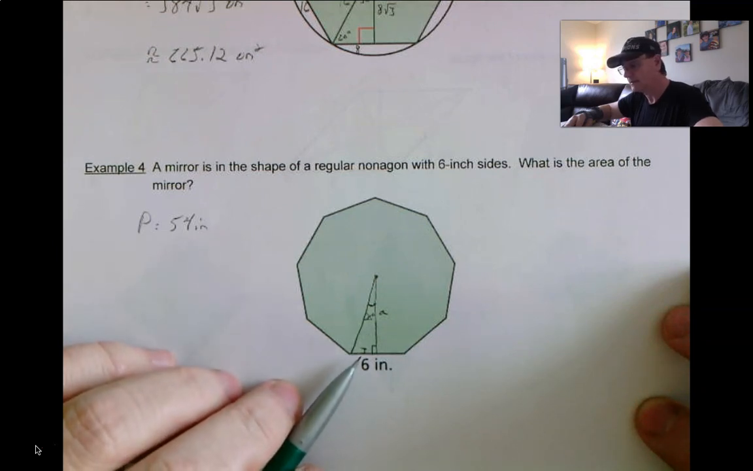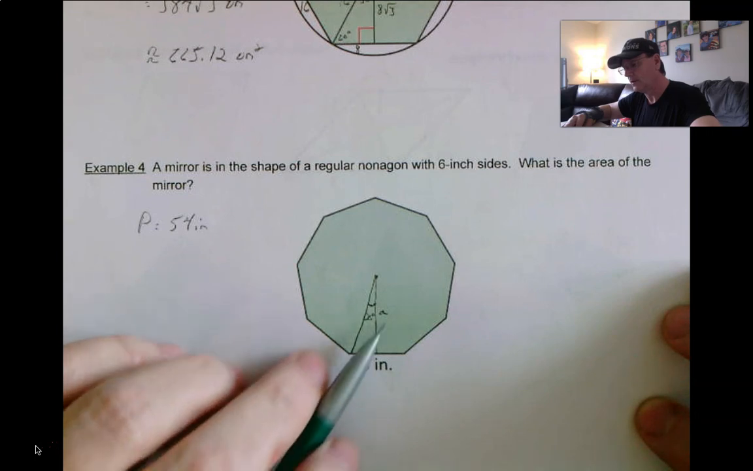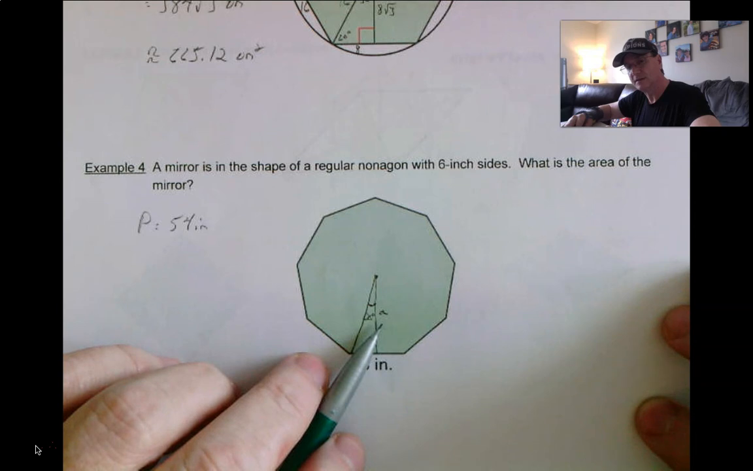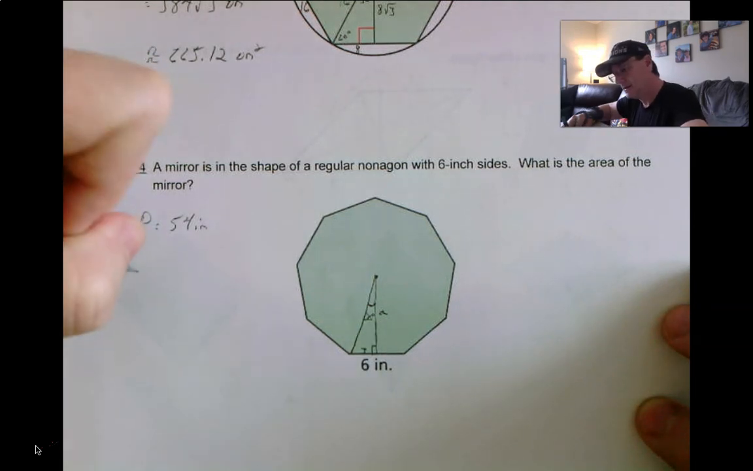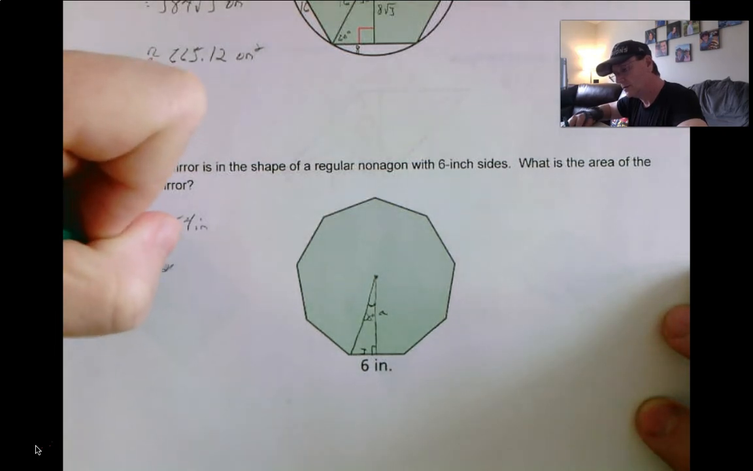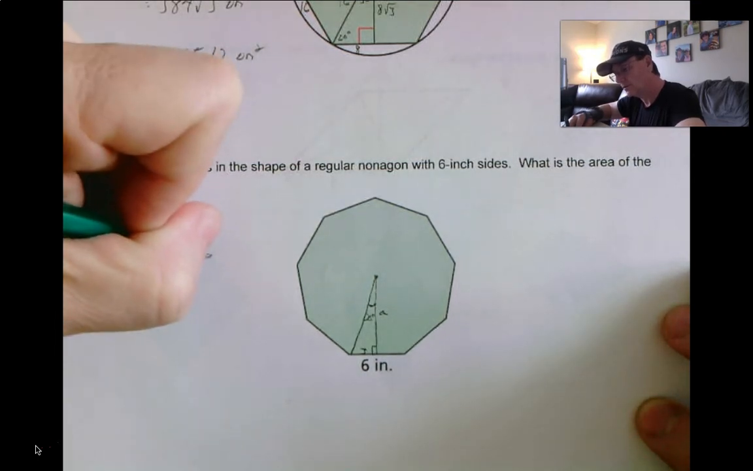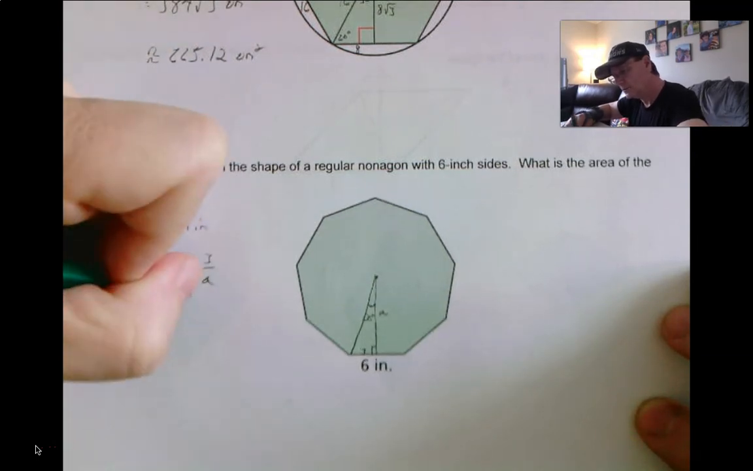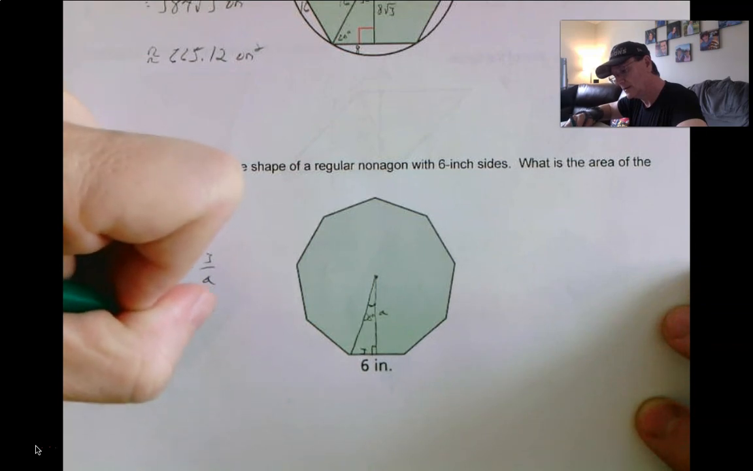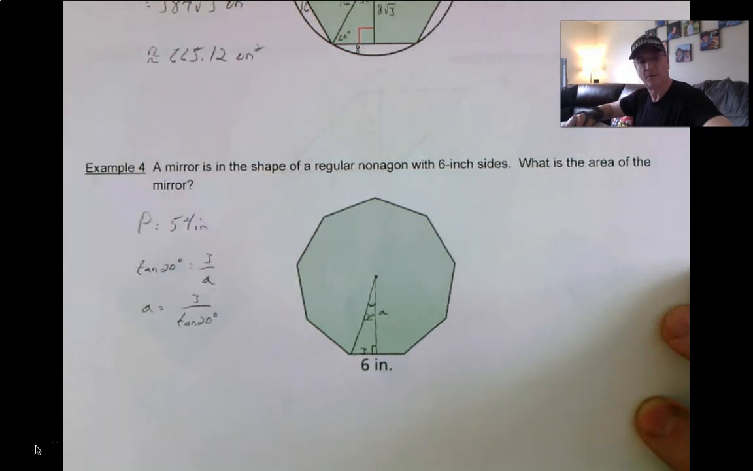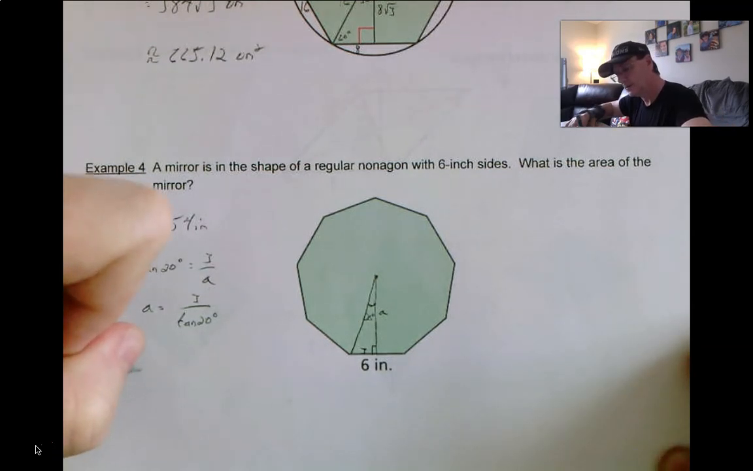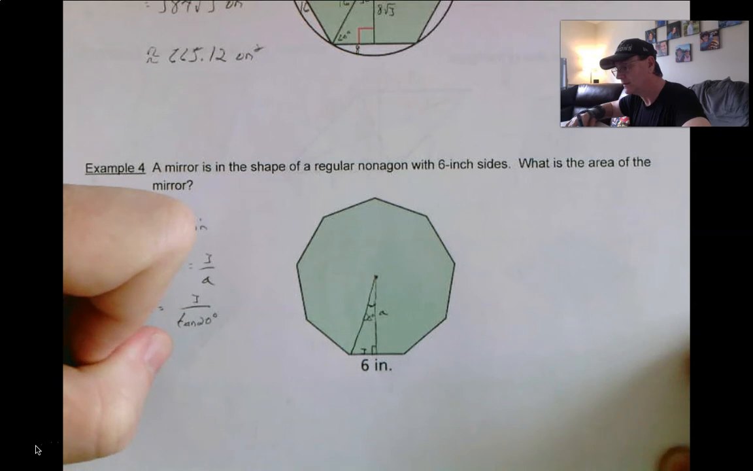But what we can do is we've got 3, we have A, and we have this angle. 3 is opposite, A is adjacent. That's tangent. Tan 20 degrees equals 3 over A. A equals 3 over tan 20 degrees. And I'm going to leave it like that for now, actually, because of the area of this nonagon.